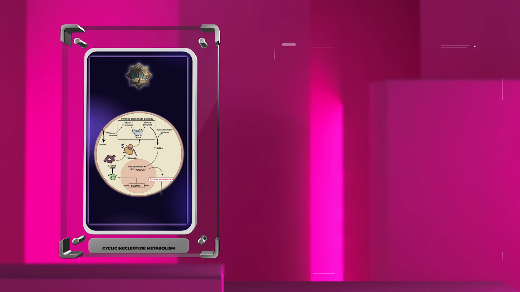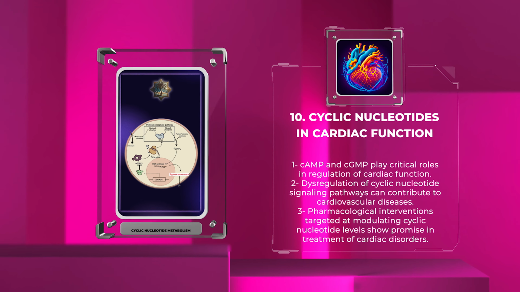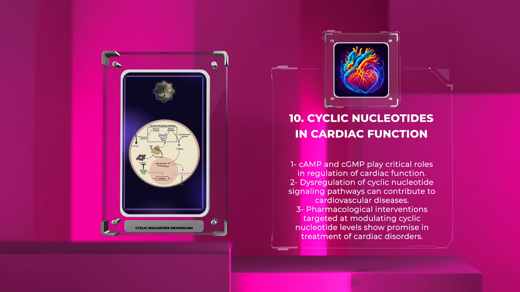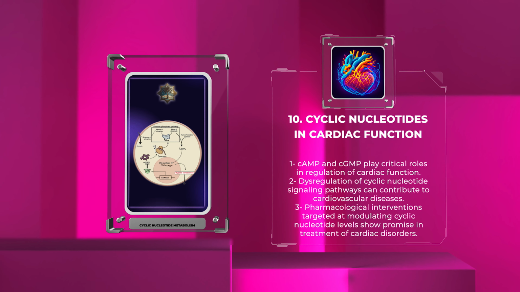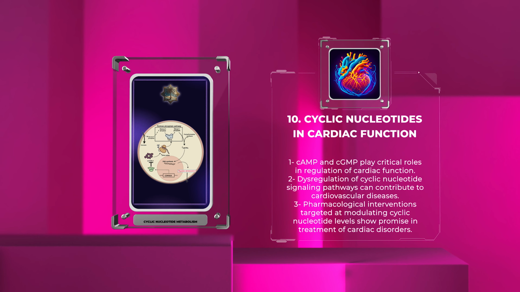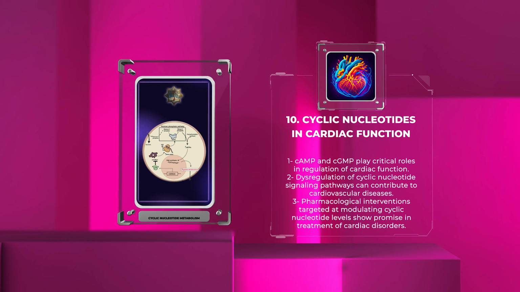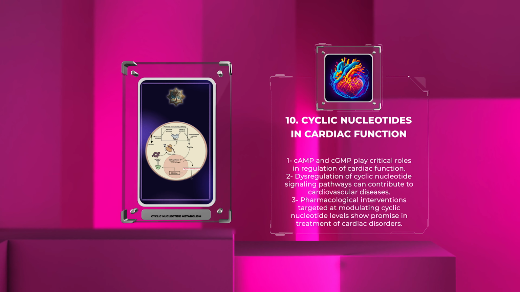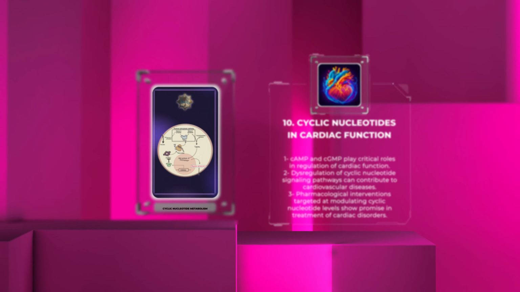Shifting gears, let's examine the role of cyclic nucleotides in cardiac function. Both cAMP and cGMP play critical roles in the regulation of cardiac contractility, relaxation, and overall cardiovascular function. Dysregulation of cyclic nucleotide signaling pathways can contribute to the development of various cardiovascular diseases, including heart failure and arrhythmias. Pharmacological interventions targeted at modulating cyclic nucleotide levels show promise in the treatment of cardiac disorders.